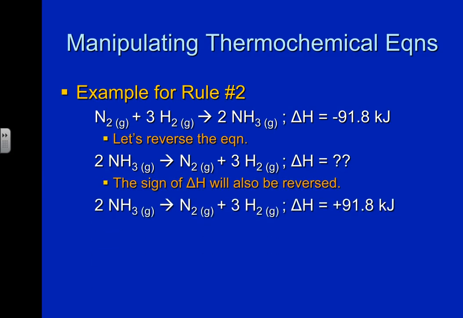So if you reverse the reaction, we go from a negative 91.8 to a positive 91.8. That should make so much sense. Reactions are either endothermic or exothermic. And so the way that it's written, if it's exothermic, if you flip it and do it in reverse, it's going to make it go the other way. It's going to be endothermic. So it really makes a lot of sense.